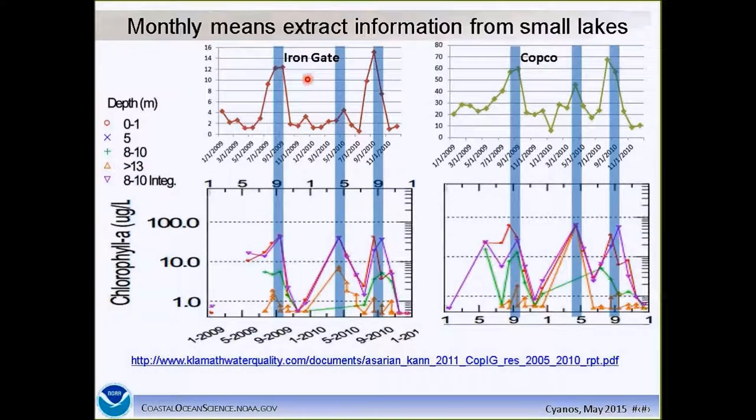These concentrations would be consistent, if we converted this back into chlorophyll, with chlorophyll of about 30 micrograms per liter. But that is the time series going on through that time.